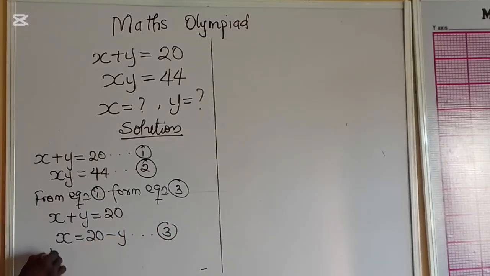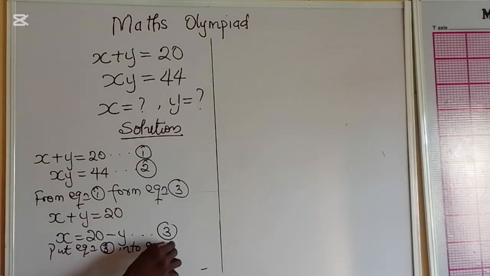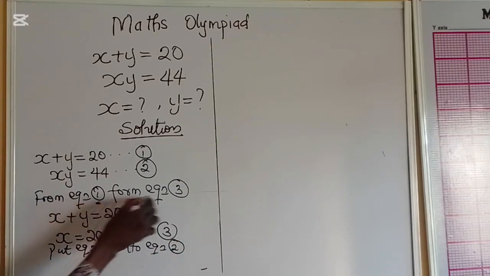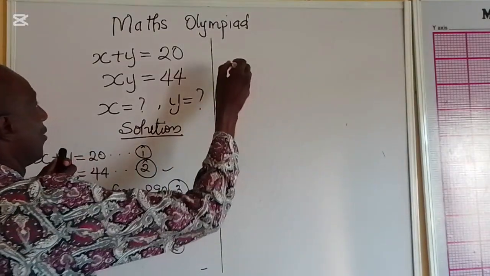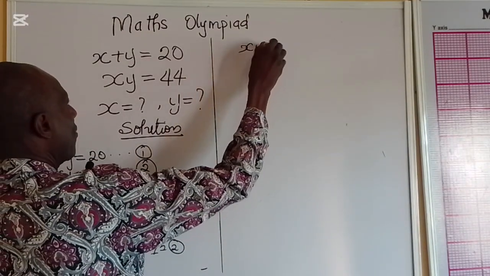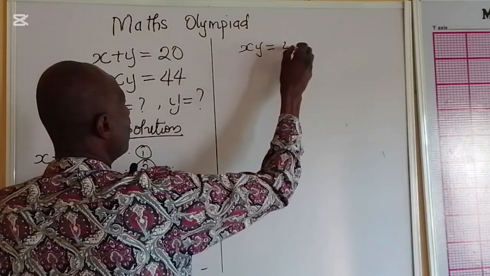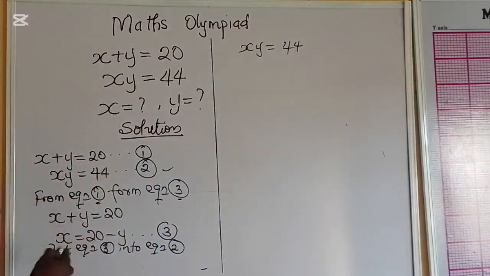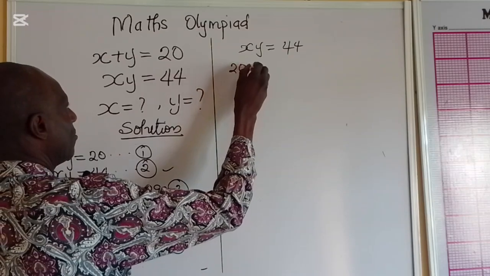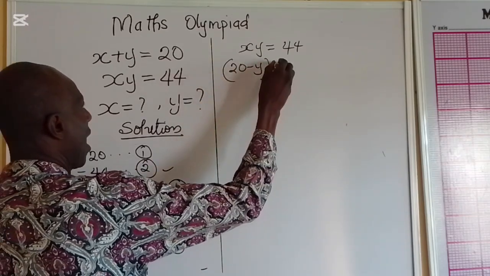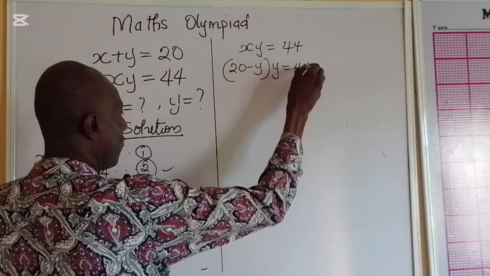I'm not going to put equation 3 into equation 1, because it was from equation 1 we formed it. So I will not go back to 1 again, but I will go to 2. And what equation 2 says is xy is equal to 44. And x is 20 minus y. So anywhere I see x, I will put 20 minus y. So look at x here, I will now put 20 minus y, bracket, y is equal to 44.